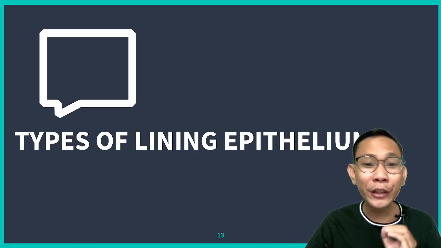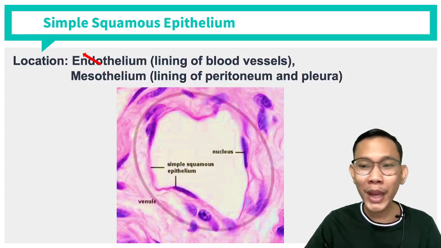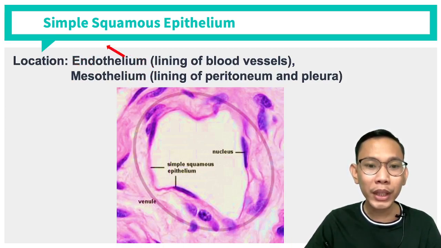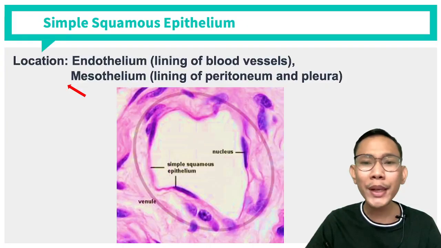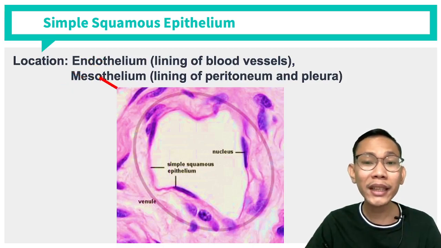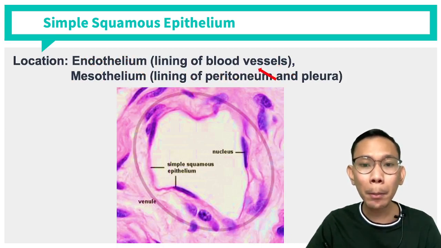Now let's proceed to the different types of your lining epithelium. First, we have your simple squamous epithelium. When we say simple squamous, remember: simple, one layer; squamous, flat cell. In terms of location, it's your endothelium or your mesothelium. Always remember, when you see these two terms, endothelium and mesothelium, it is automatically simple squamous. Your endothelium is the lining of your blood vessels. Your mesothelium is the lining of your peritoneum and your pleura.